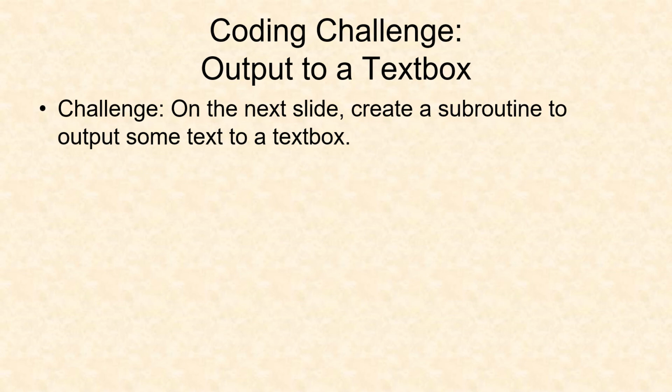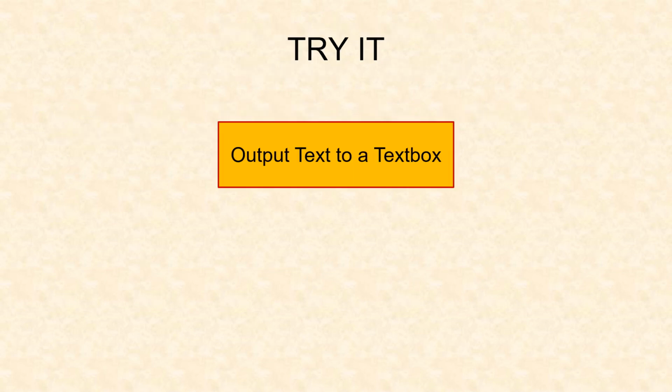In the practice PowerPoint that accompanies this video in Blackboard, you're going to find a slide that says the coding challenge, output to a text box, and I'll prompt you to use the next slide to create a subroutine to output some text into a text box. Now you don't just have to use the PowerPoint that I supplied. This will work, of course, in any PowerPoint file, as long as you're creating text boxes, you're creating buttons to trigger these events, and you saved your file as a PPTM for macro-enabled file.